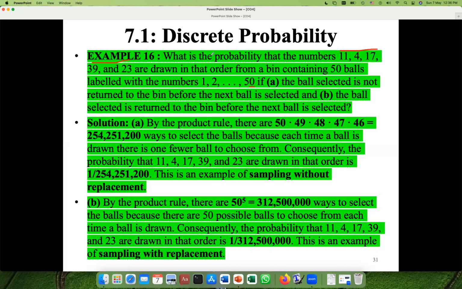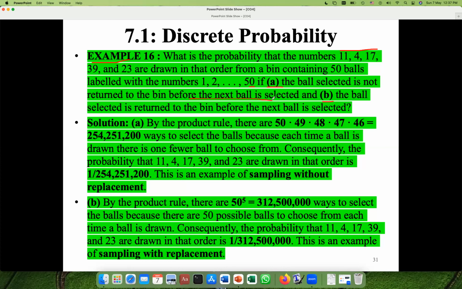This is one question, but here you have 2 parts, A and B. You have to calculate the probability for these 5 balls, but there is some situation. What is that situation? Part A: the ball selected is not returned to the bin before the next ball is selected.